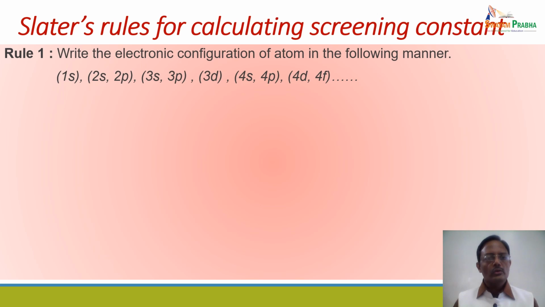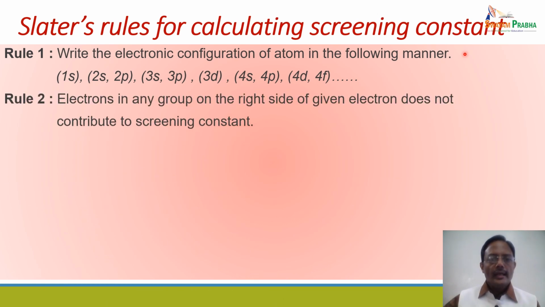According to Slater's rule, number 1, first we have to write the electronic configuration of the atom in a particular manner, like 1s, then a group of 2s and 2p, then a group of 3s and 3p, then a group of 3d, then a group of 4s and 4p, then a group of 4d and 4f, and so on. In short, we go on increasing the principal quantum number 1, 2, 3, 4, etc., and we are clubbing s and p together, d and f together.